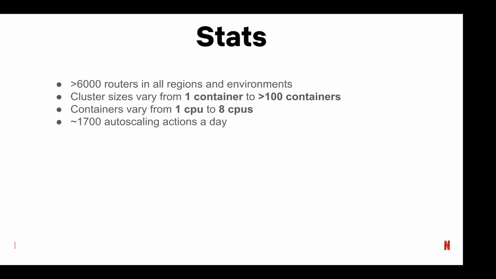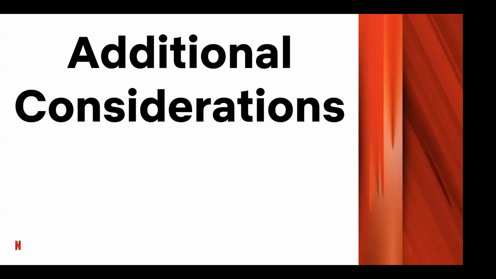So some other stats are we have over 6,000 routers running in all regions and environments. Their cluster sizes can vary from 1 container to over 100, and containers can have 1 CPU to 8 CPUs. And over the course of a day, we make 1,700 auto-scaling actions. So yeah, that covers most of auto-scaling.